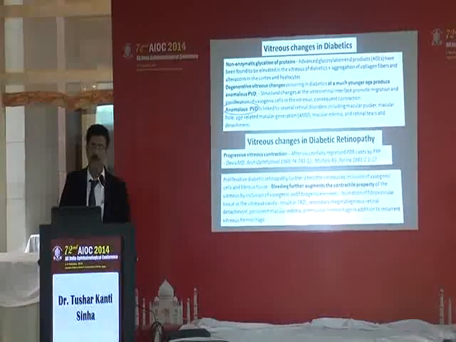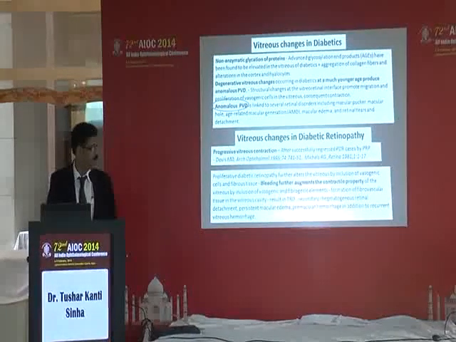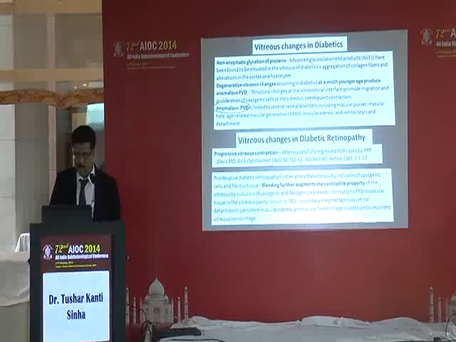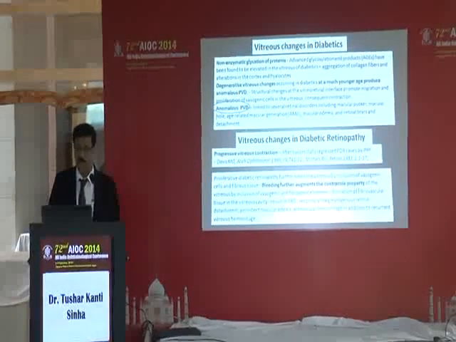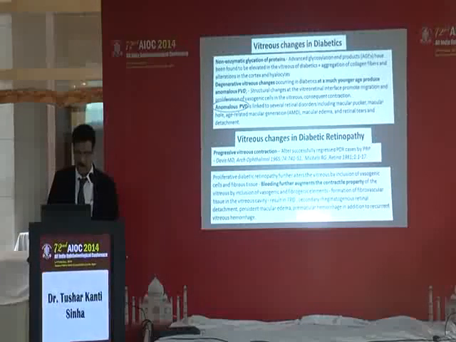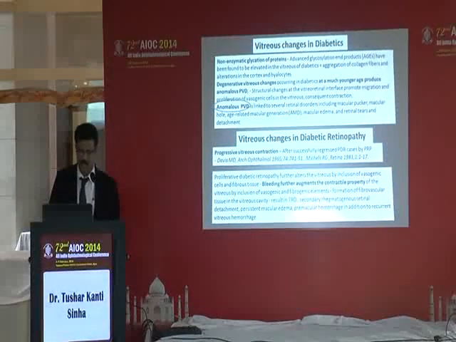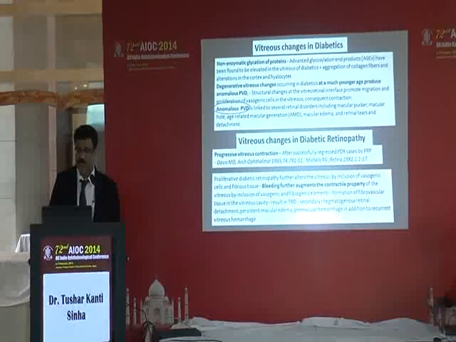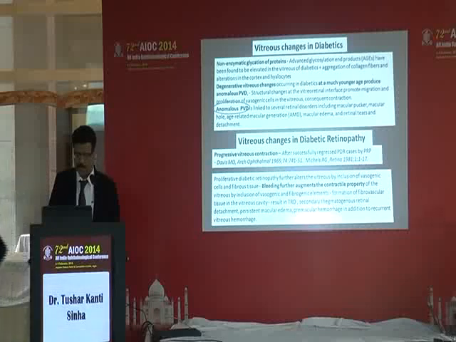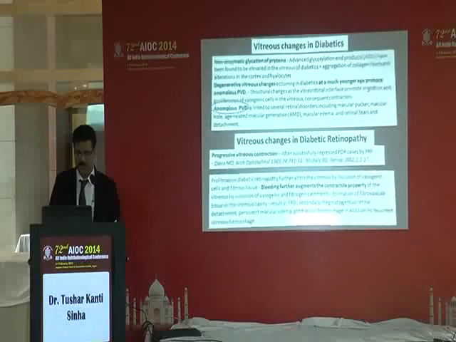In diabetic retinopathy, there is a progressive vitreous contraction, even after successfully regressed PDR caused by PRP. If there is bleeding in previous stages, this further augments the contractile property of the vitreous, which may lead to all the complications like tractional retinal detachments, secondary retinal detachment, persistent macular edema, premacular hemorrhage, all these things.